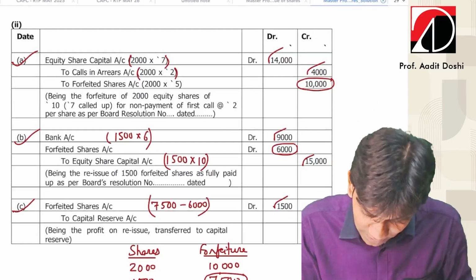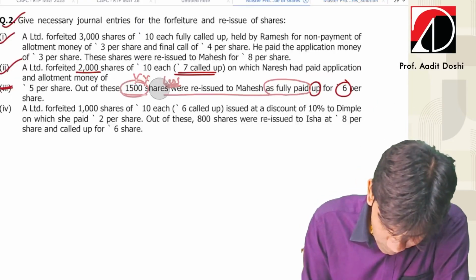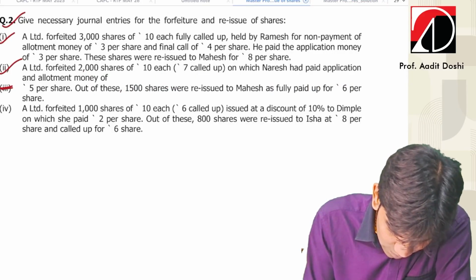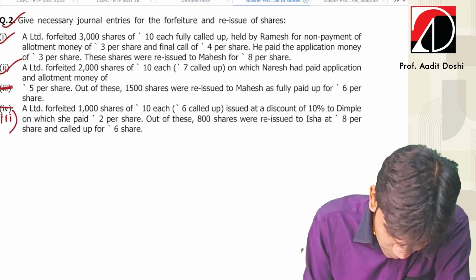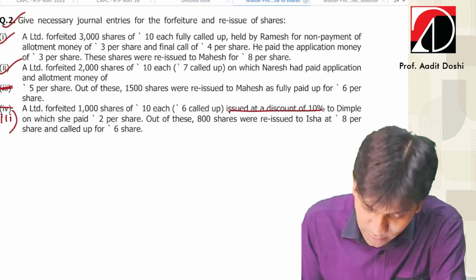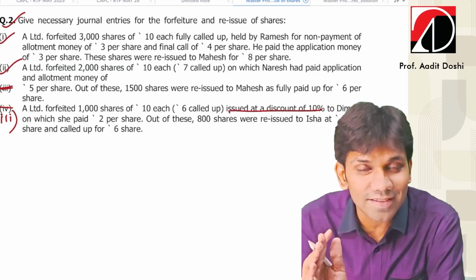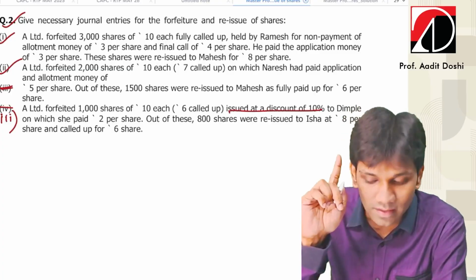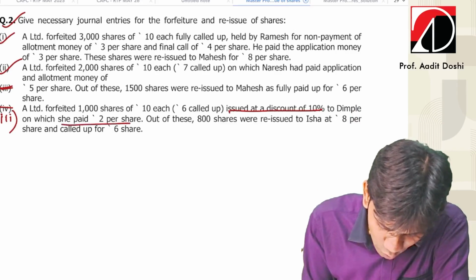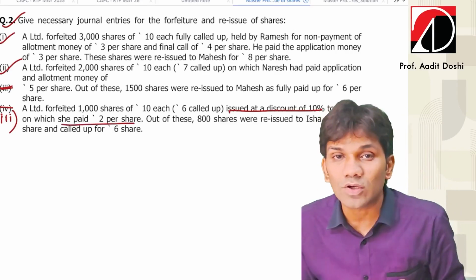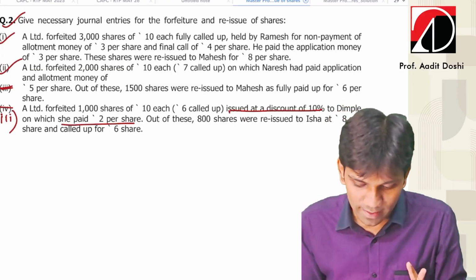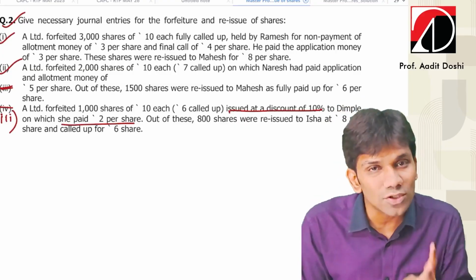Now I'm going for the third case. Here is the third case. This is case number 3. A Limited forfeited 1,000 shares of 10 each, 6 called up, issued at discount. So a share of 10 each, 6 called up, but these were issued at a discount, to Dimple, on which she paid 2. So out of 6, she paid only 2. So basically 6 was called up, out of that I had asked for 5 rupees only. Out of that how much did she give me? 2 rupees. So how much did she not pay?